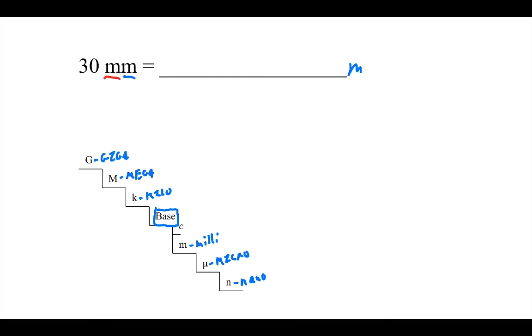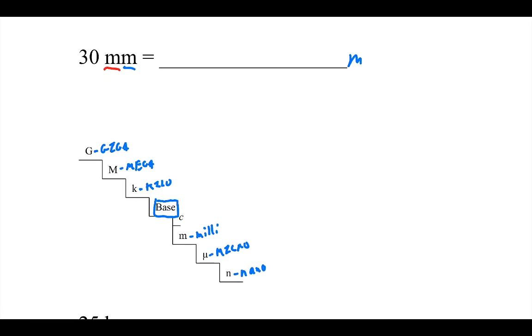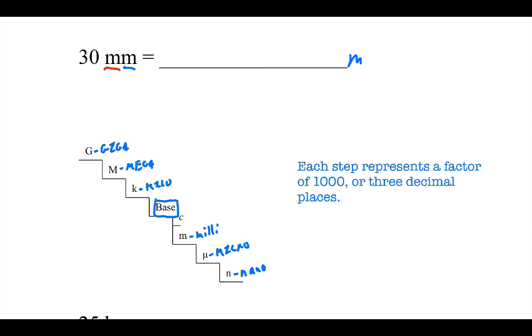Now, how do I do that? Well, one of the important things is to recognize what each step on this staircase really represents. The idea is that each step will represent a factor of 1,000 or 3 decimal places. And again, in science, that's typically how measurements are done, by every factor of 1,000, okay, not necessarily 10 or 100 or something like that. So what that means is, if I start off with 30 millimeters, that means I'm starting down here at milli. And I'm going to go one step up to the base.